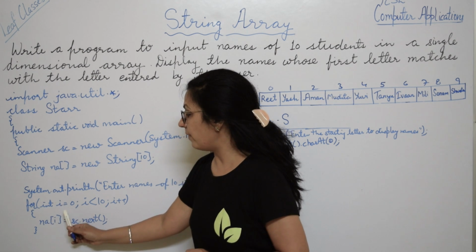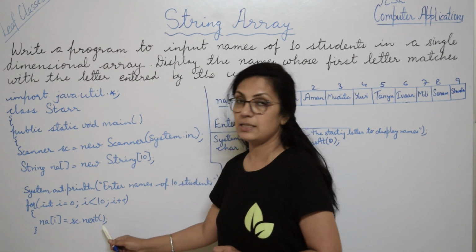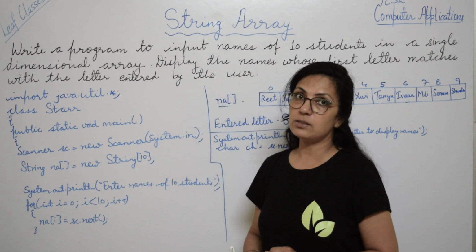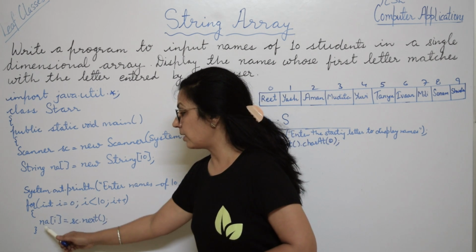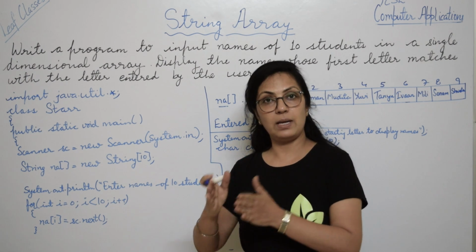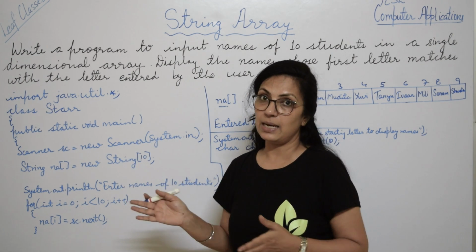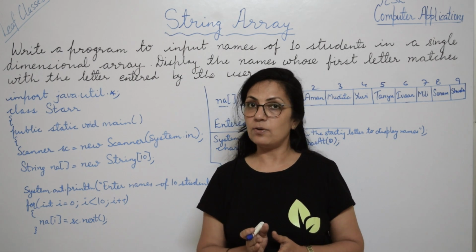First time the value of i is 0, so it will take the value in na[0] using sc.next(). The next function is used to input the string value. Then i will become 1, 2, 3, 4 like that. So we will enter the values in na[0], na[1], na[2], na[3] till na[9]. Like this we have entered 10 names in a string array of size 10.